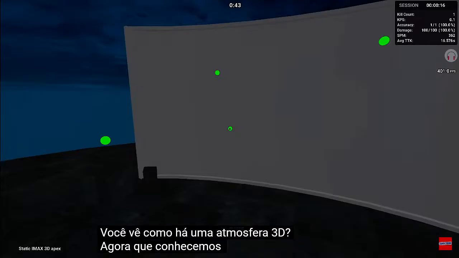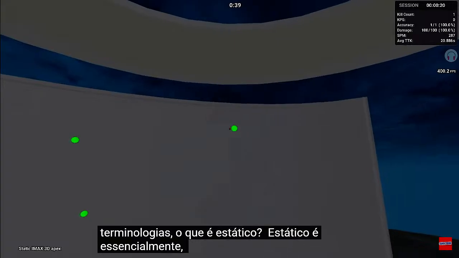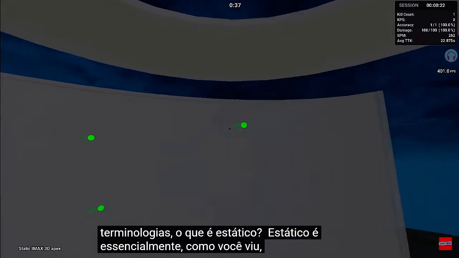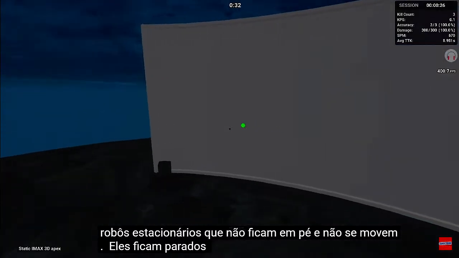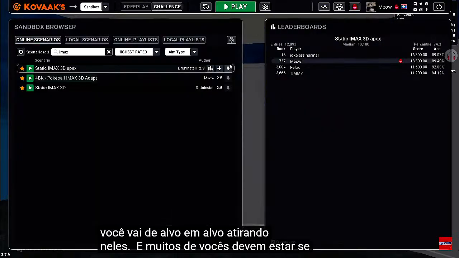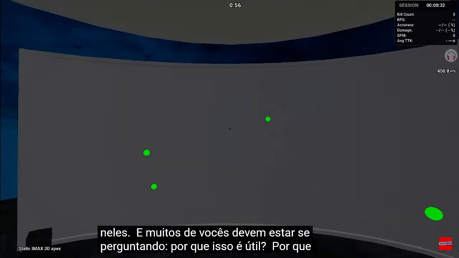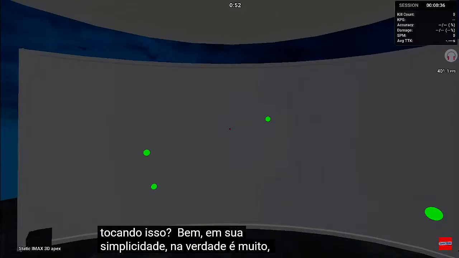So now that we know some of the terminology, what is static? Static is essentially, as you've seen, stationary bots that don't move whatsoever. They just stand still and you go from target to target shooting them. And a lot of you might be asking, why is this useful? Why am I even playing this? Well, in its simplicity, it's actually very, very complicated.